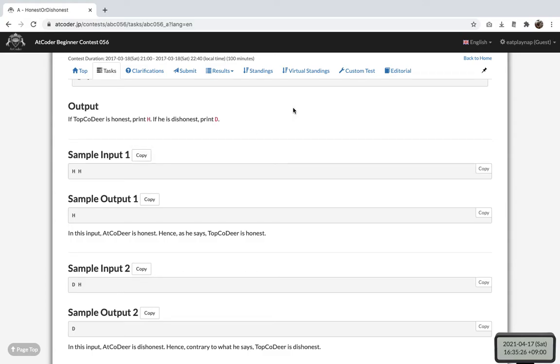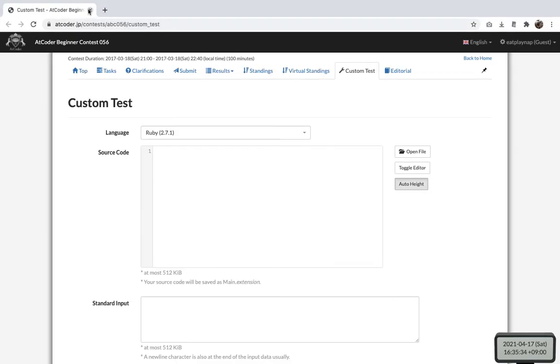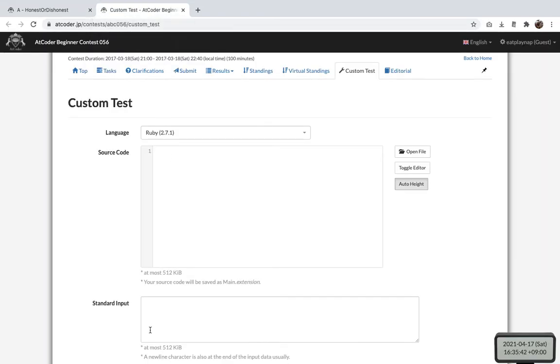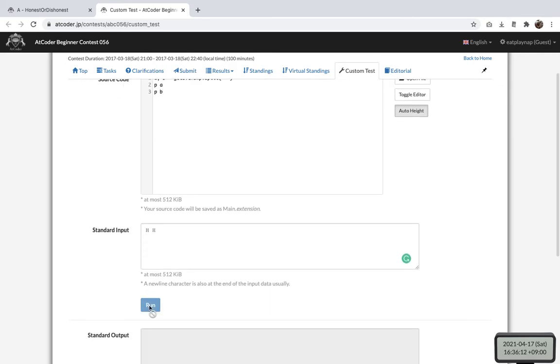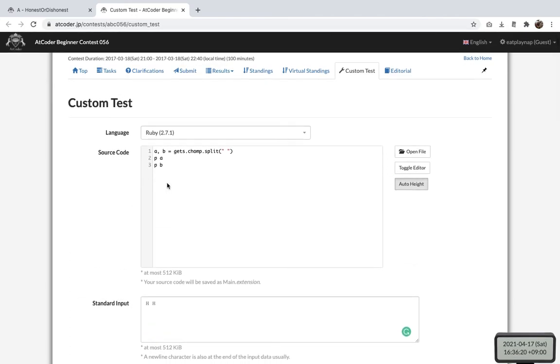Copy here and custom. Okay, H H. Then I will write as always A, B equals input split. Let's see what the two letters are. Run. H and H as strings. Okay, perfect.